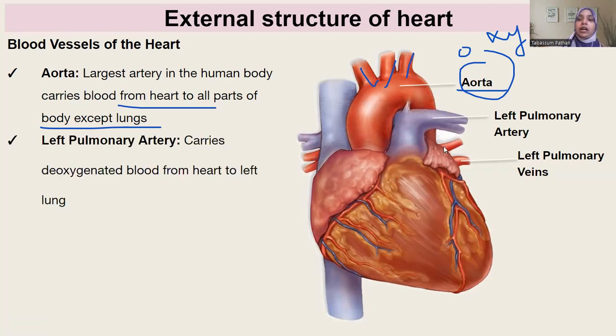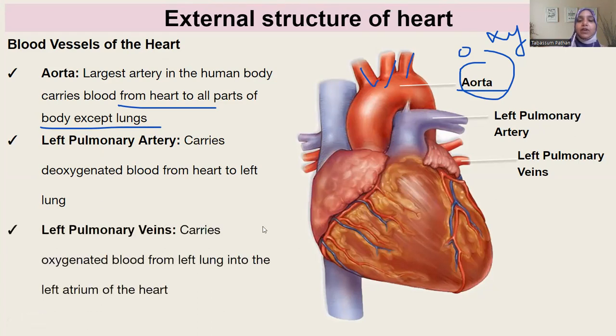Okay. Then left pulmonary artery. This, as you can see, is bluish. Deoxygenated blood. Artery is there, but it is carrying deoxygenated blood, as we know now that the concept of artery and vein reverses when we talk about the lung artery and lung vein. So this one is carrying deoxygenated blood from the heart to the left lung. In the previous one, we saw the right pulmonary artery carrying from the heart to the right lung. Here the left takes it to the left lung.